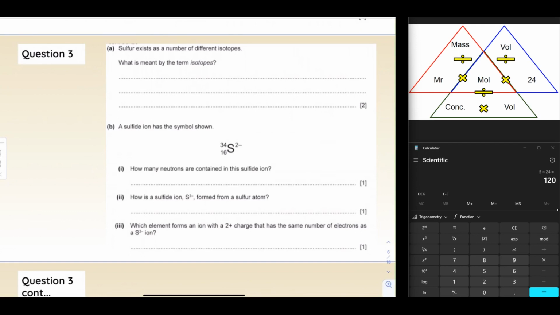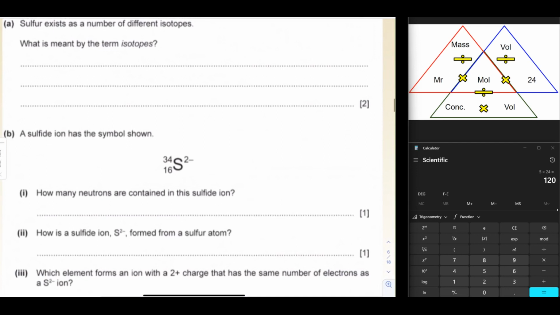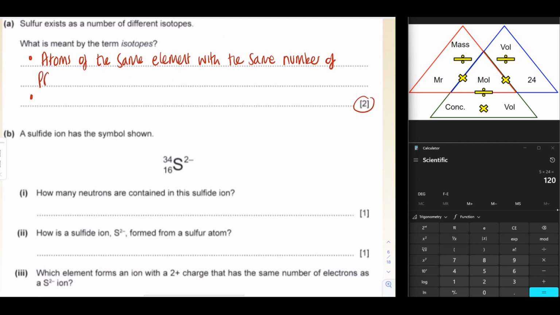So, sulfur exists as a number of different isotopes. What is meant by the term isotopes? It's a 2-mark question, so I know I'm going to need 2 bullet points. The first mark I'm getting for saying isotopes are atoms of the same element with the same number of protons and electrons. Second mark, but different number of neutrons.